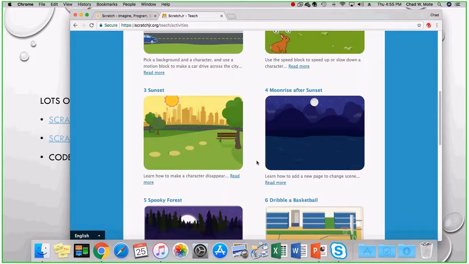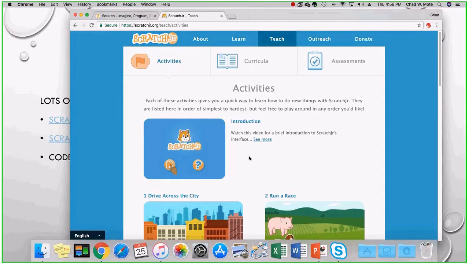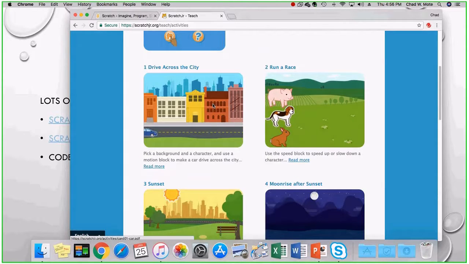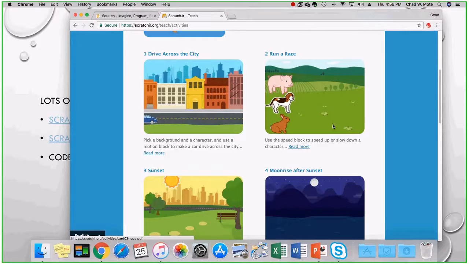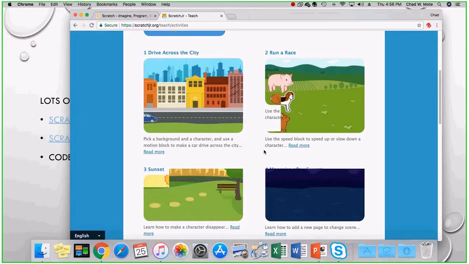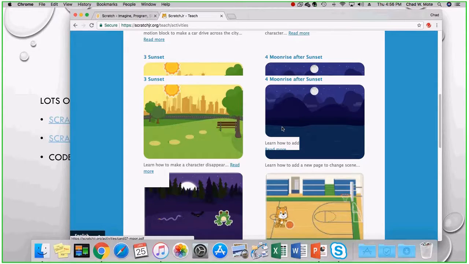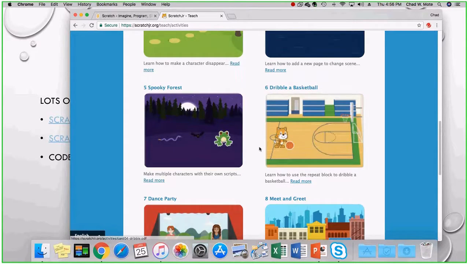But you can see that these are playing around in any order you like. There's a video introducing this, running a race, driving across the city. So here we can apply animals, different types of mammals in this case, ecology, some of the science pieces. Here looking at earth science, and then also sports for our physical education folks.